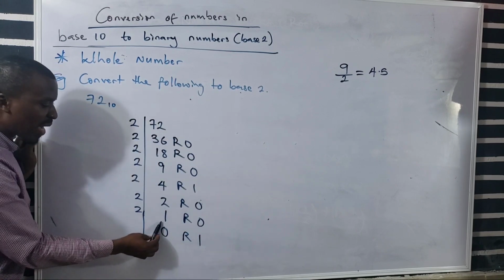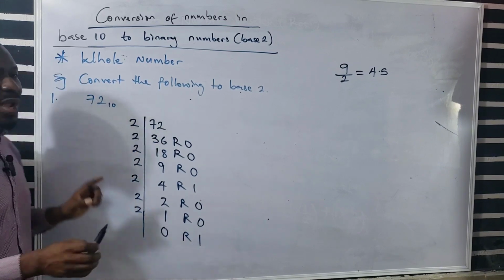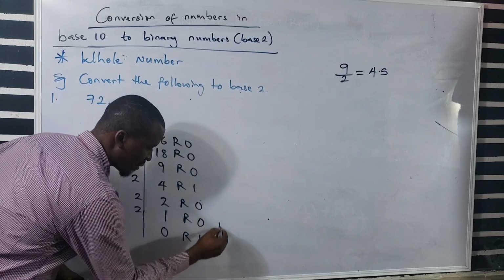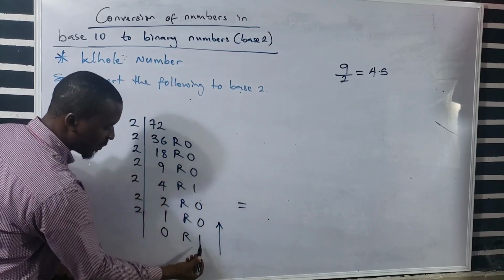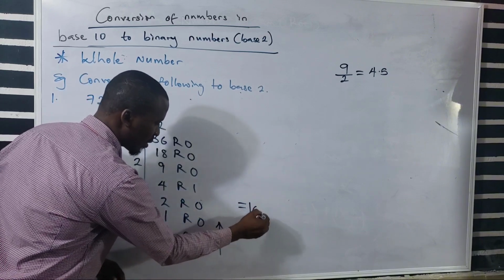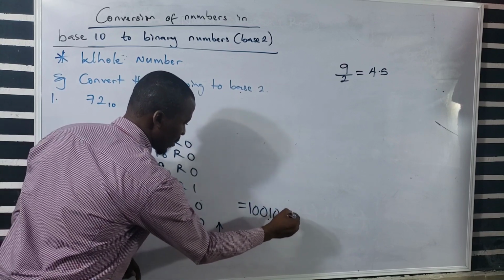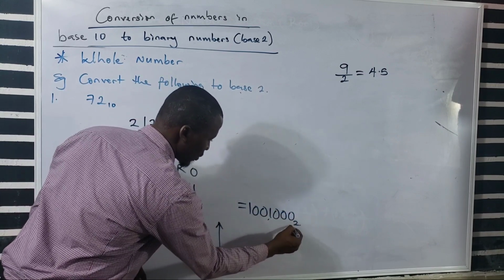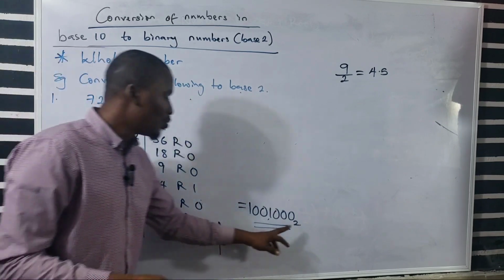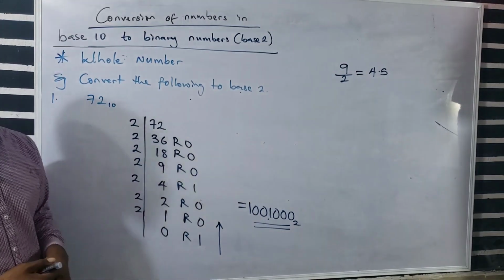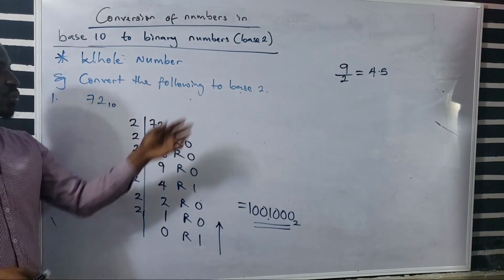Okay, so the last number is always having zero remainder. Now when you are done, you take it from the down. When you take it from the down, your answer will be 1 0 0 1 0 0 0 in base 2. Remember, in other bases, you must put the base. That is how we are going to solve problems in base 10 to base 2.